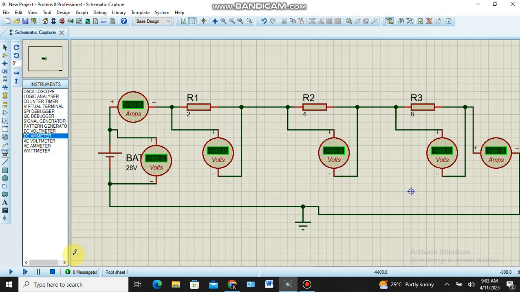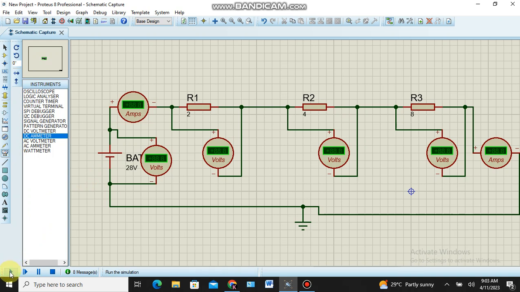Now we have to check the response. Everything is over; we already changed the values of the resistors and the cell. Now what will be the current? Total resistance is 14 ohm and total voltage is 28. So I equals V by R, total voltage divided by total resistance, 28 divided by 14. I equals 2 amps.